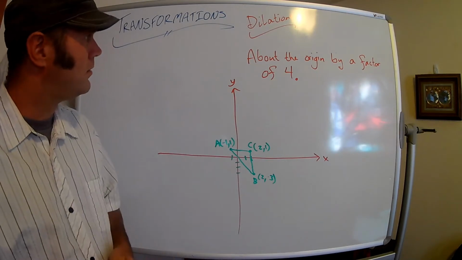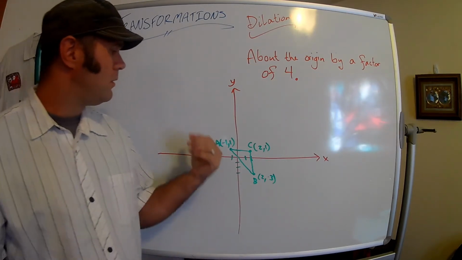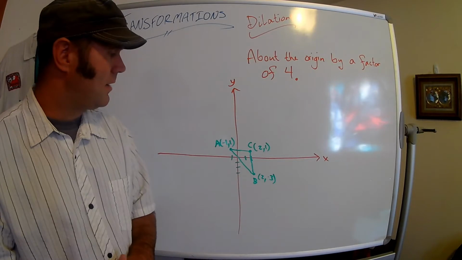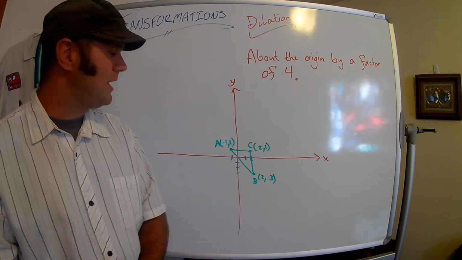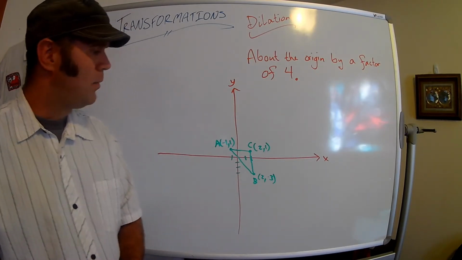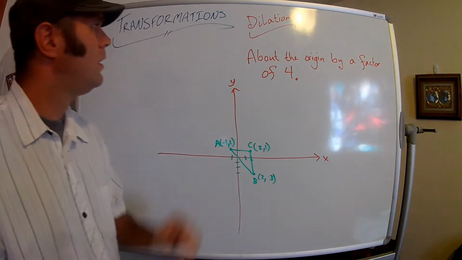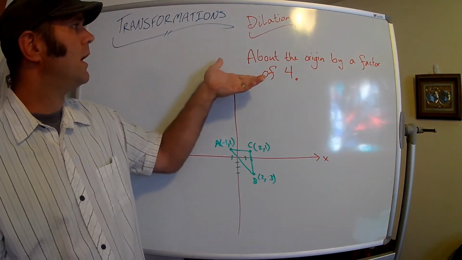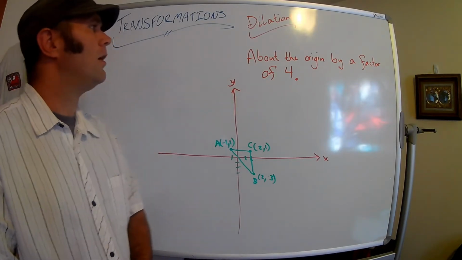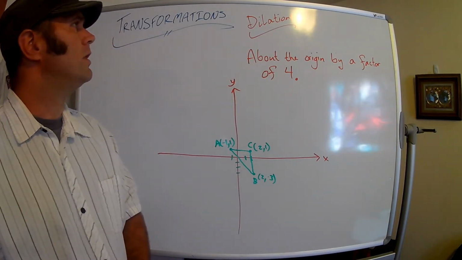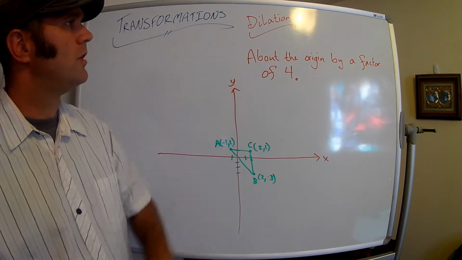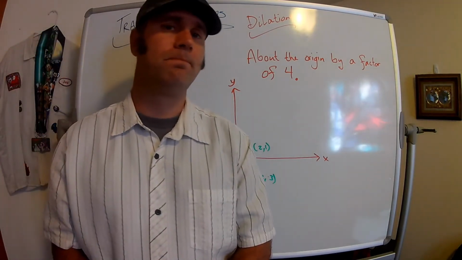All right, so I've already got a problem up. We've got point A, which is at -1, 1. We've got point C, which is at 2, 1. And point B, which is at 2, -3. The instructions here are for us to dilate about the origin by a factor of 4.